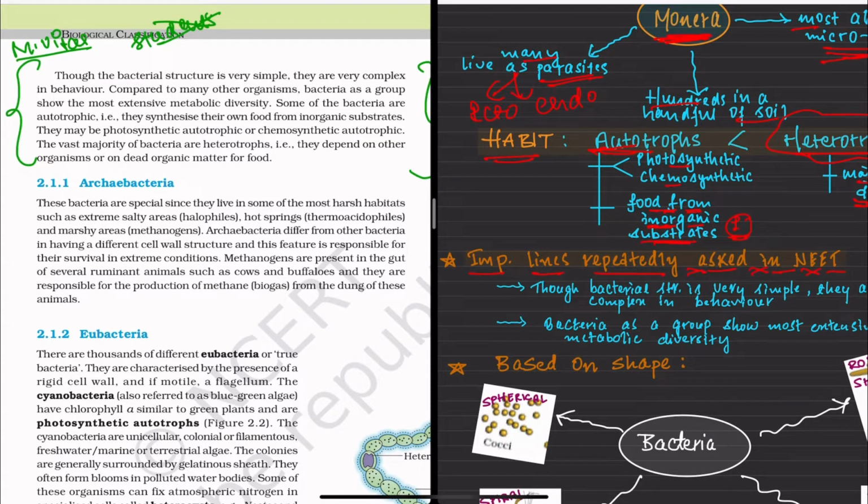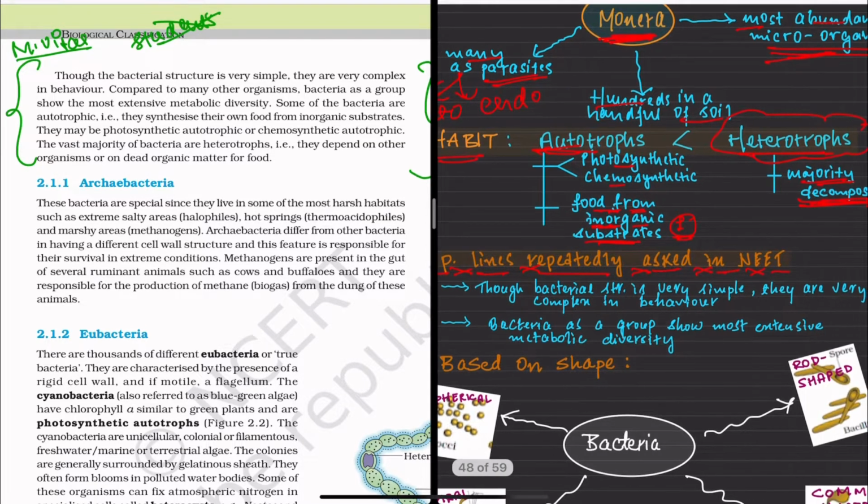Though bacterial structure is very simple, they are very complex in behavior. Look, the bacterial structure is inherently very simple. It has only one layer, or rather a mucilaginous sheath, cell wall, that is, a 3-layered system. A mucilaginous sheath, and in some cases a capsule. We will not discuss the capsule because it's not given in NCERT. So this is the mucilaginous sheath, then comes the cell wall, and then the cell membrane.